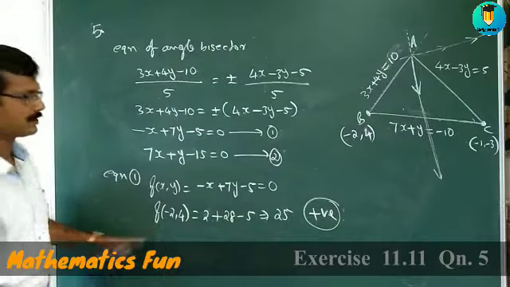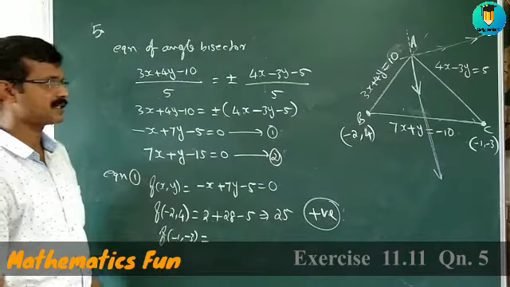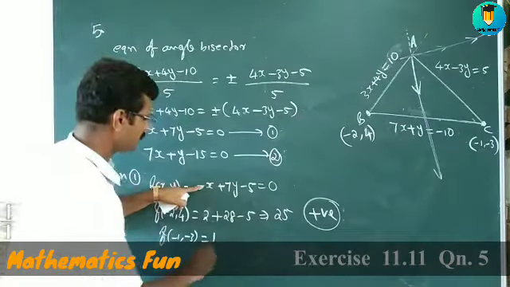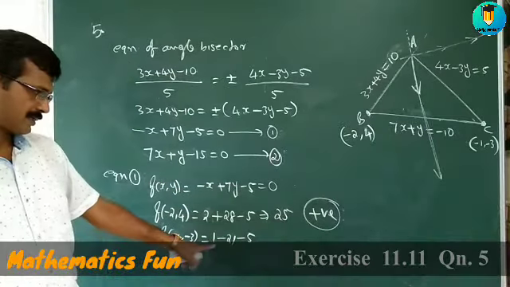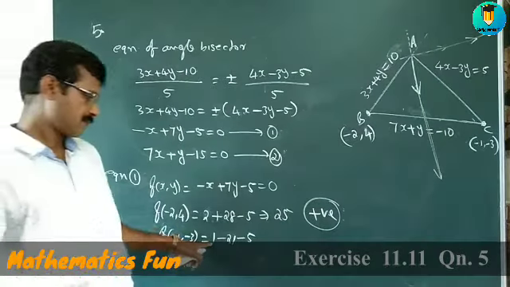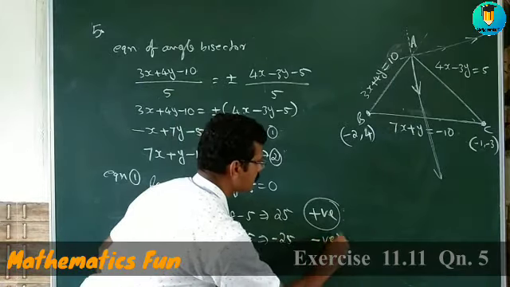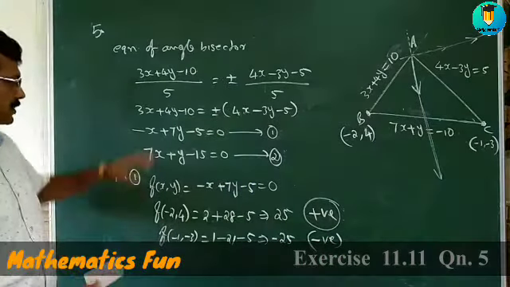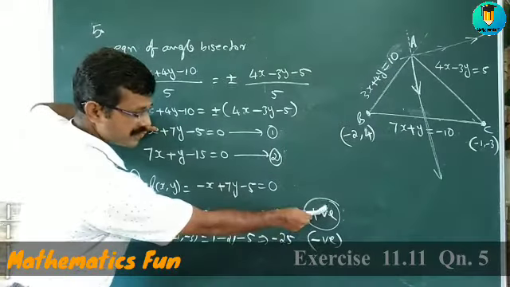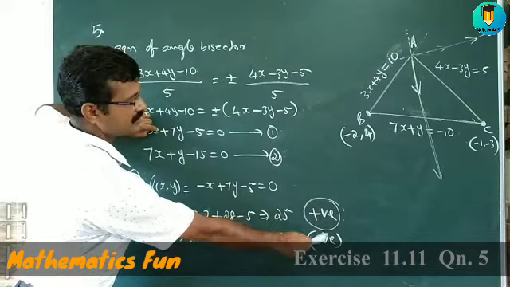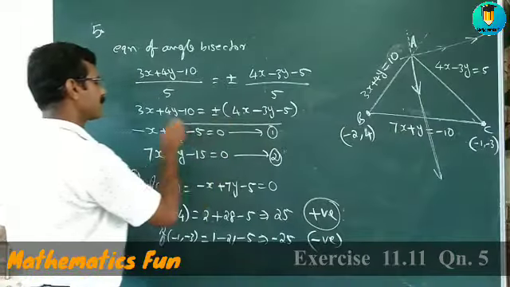Now I will go for the next one, f(minus 1, minus 3). If I put minus 1, minus 3 here, it means minus 21 minus 5. This is coming minus 25. This is negative. That means with respect to this line, the points are on the opposite side. One is plus, another one is negative. That means this is the required bisector.